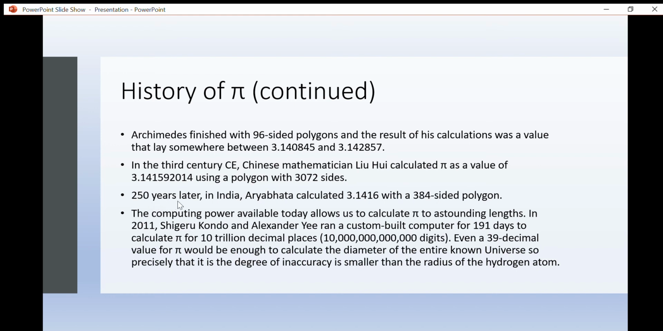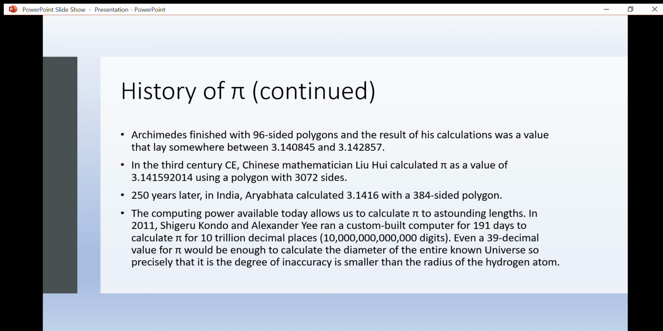The computing power available today is much more than before. Before, a computer with not much processing power took up a whole room. Now we have small computers in front of us, and they have a lot more processing power than those computers that took up whole rooms. Now, back to the topic. It allows us to calculate pi to astounding lengths.